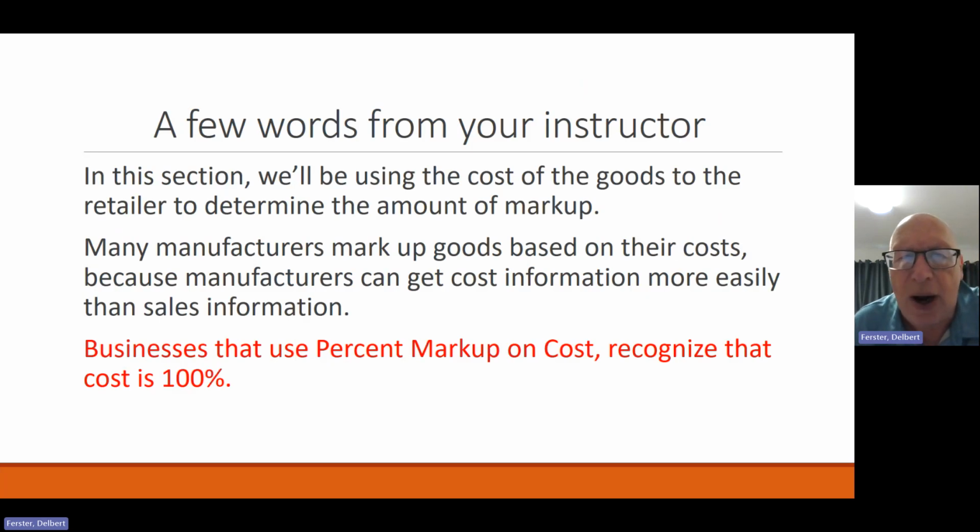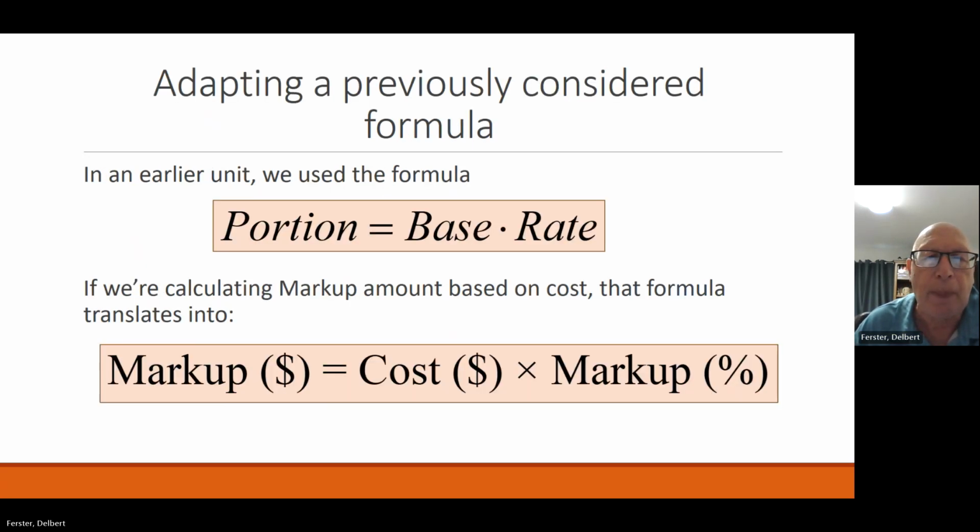Some words from your teacher. I'll let you read the screen. Okay, as I said previously in section 1, we'll base our markups on cost. According to the screen in front of you, manufacturers may mark up goods based on costs because they can easily get information about what that number might be relative to the item.